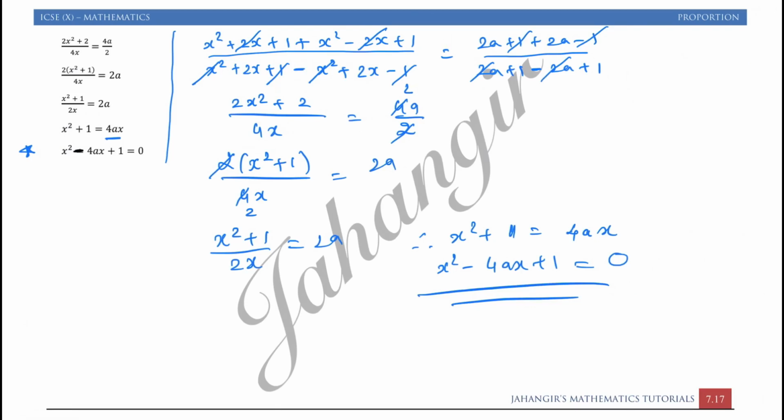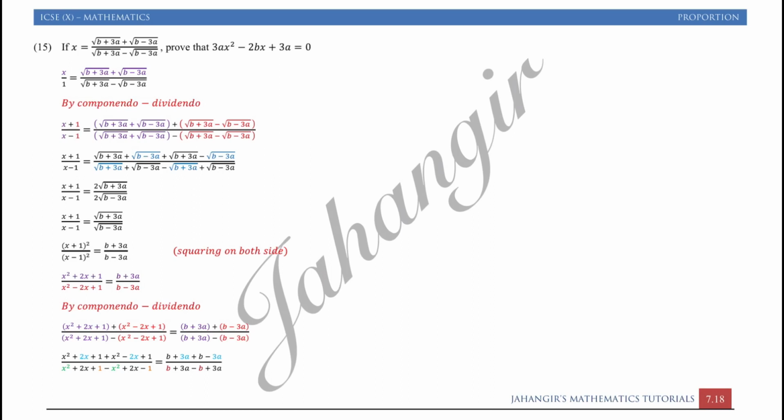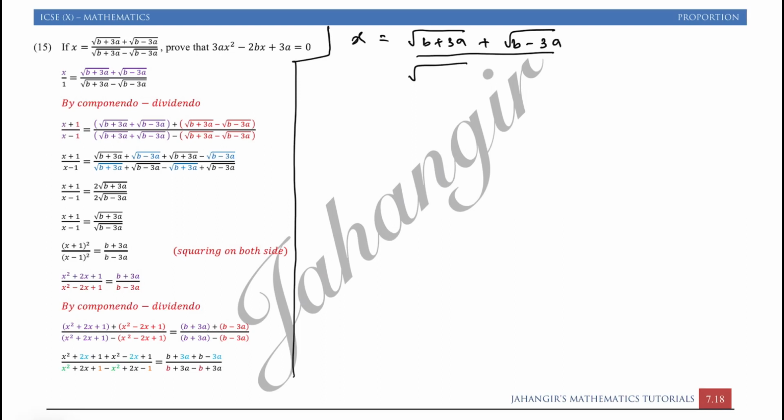Now the next question is also of the same type, a similar pattern question. Here we have x is equal to root of b plus 3a plus root of b minus 3a, whole upon root of b plus 3a minus root of b minus 3a. Let's put this as x by 1. We want this thing: 3ax square minus 2bx plus 3a is equal to 0.